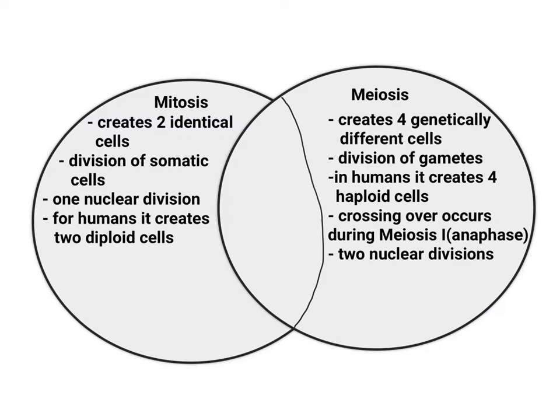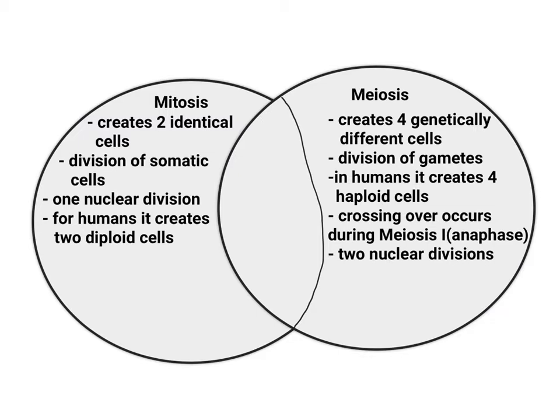And then meiosis, remember, is the division of sex cells, or division of gametes. It undergoes 2 nuclear divisions, so it's going to create 4 genetically different cells. They are genetically different because of crossing over. Remember, crossing over occurs during the first division of meiosis, in particular the anaphase. It can happen in metaphase as well, but typically we say anaphase. And again, 2 nuclear divisions.